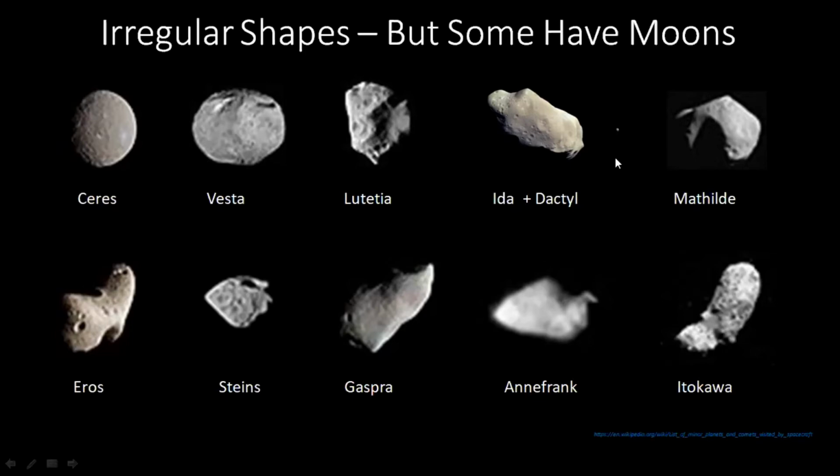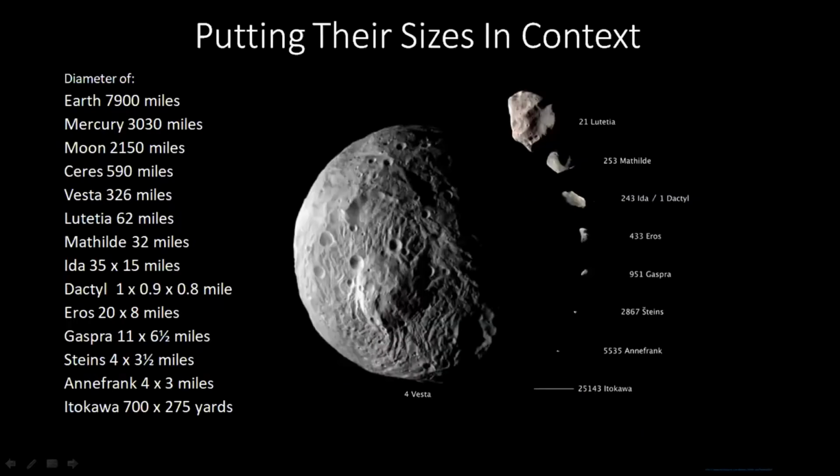We have Dactyl over here that's rotating around the asteroid Ida, but you will not be able to see any of the moons in your telescope because they are just way, way, way too small. So how small are they, you ask?